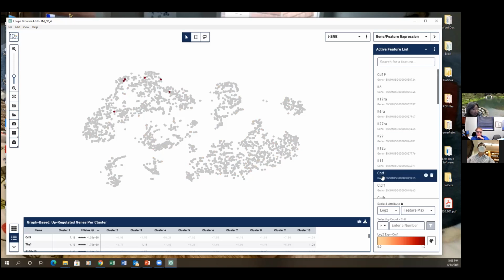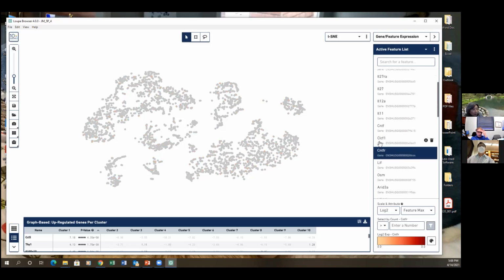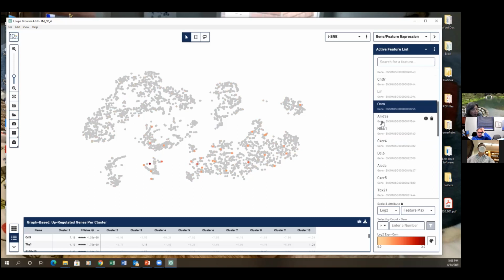CNTF. We're going through a list of genes that are IL-6 downstream. CTCF1 is not a lot. There's something over, but it's in the right area. It's only a few cells though. So CNTFR, that's not it. LIF, OSM, no. Then ARID3A.